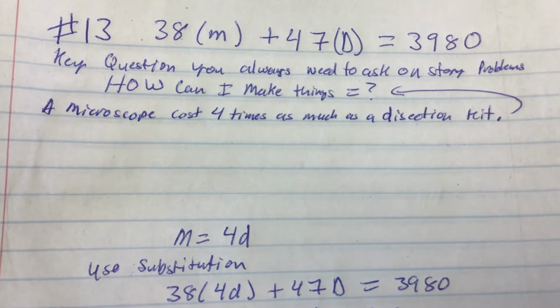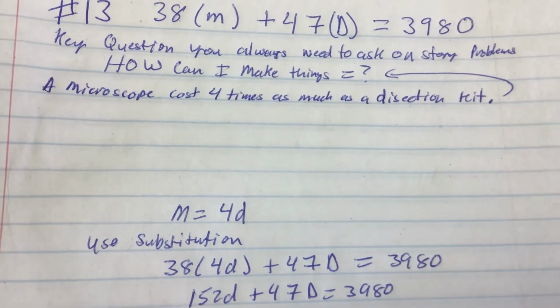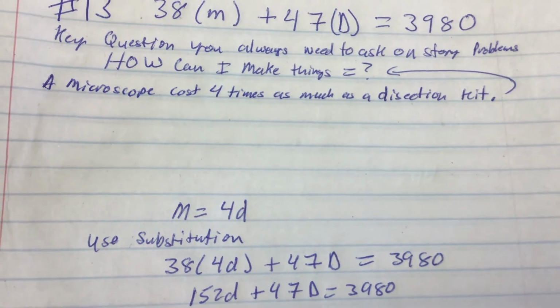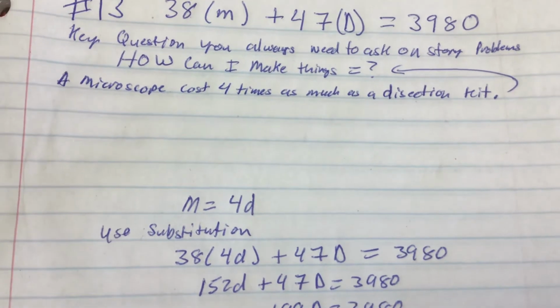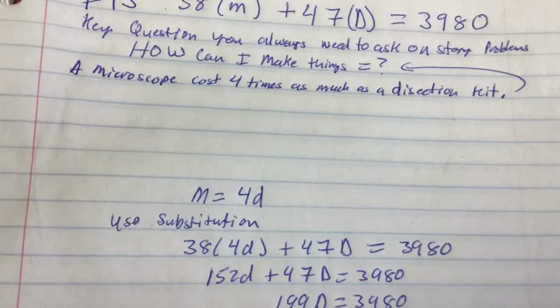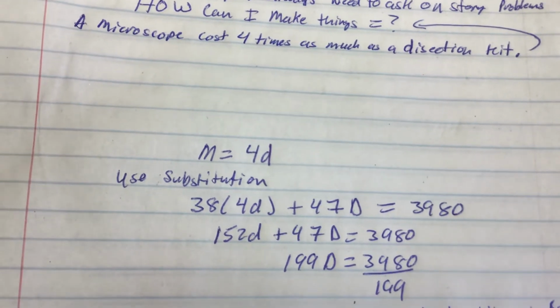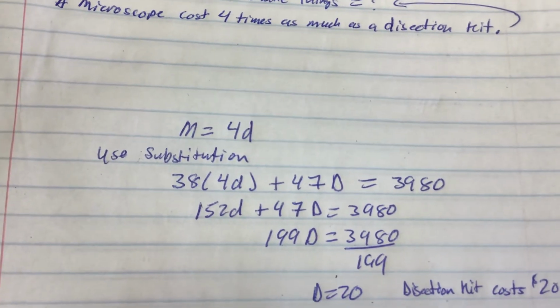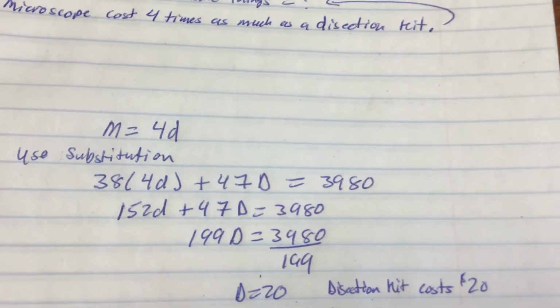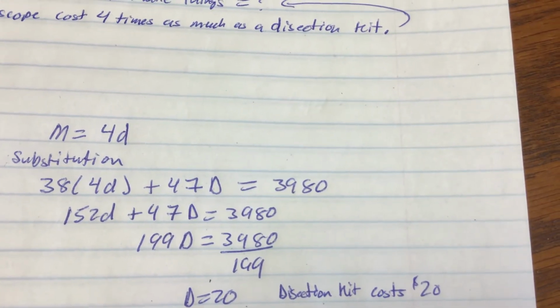Next, we multiply 38 times 4D, and we end up with 152D plus 47D equals 3,980. Then we have 199D equals 3,980. We divide both sides by 199, and D equals 20. This actually means that the dissection kits each cost $20.